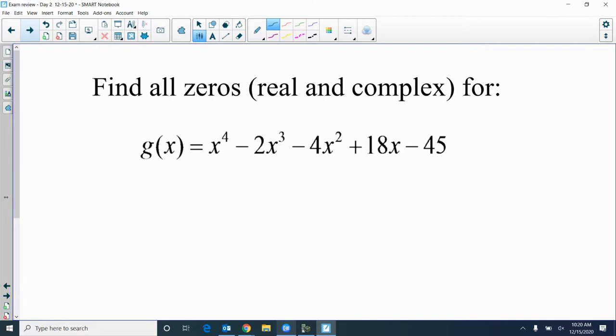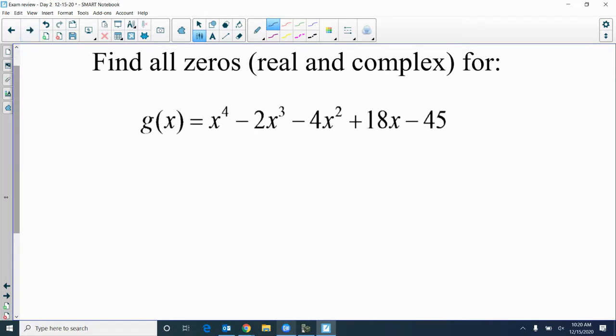So this is a case where we see where it hits the x-axis and we use that, and then we use synthetic division. So I believe it hits at -3 and 3. So I'm going to start at -3 and do synthetic division. And double check, make sure you're not skipping a term. If you're skipping a term, you've got to put in a 0. So I got 1, -2, -4, 18, -45.